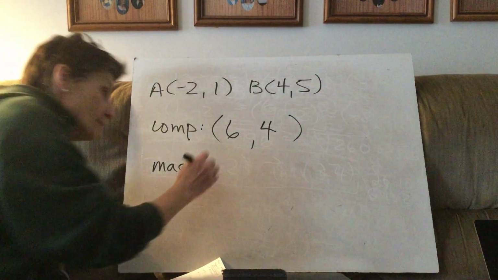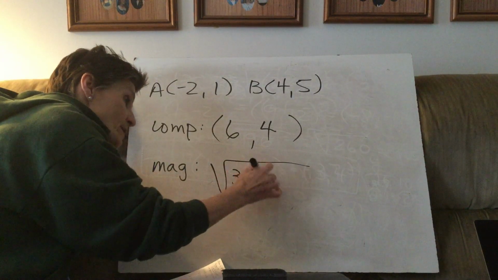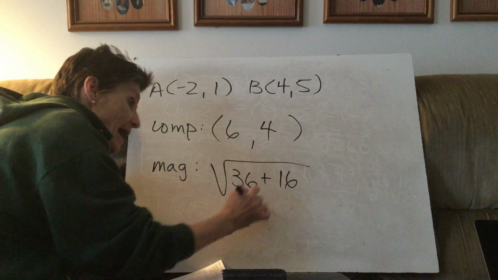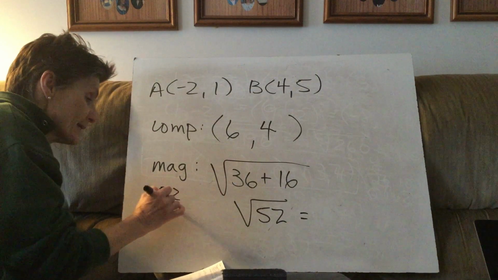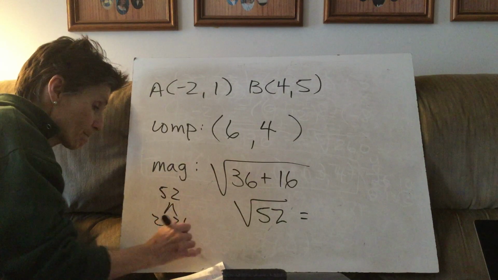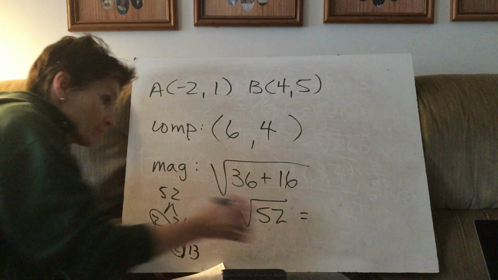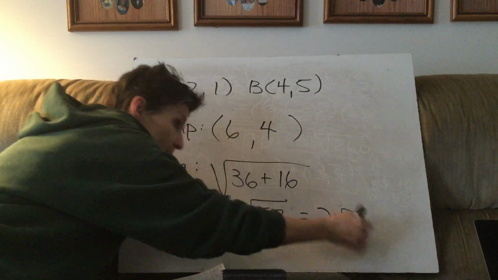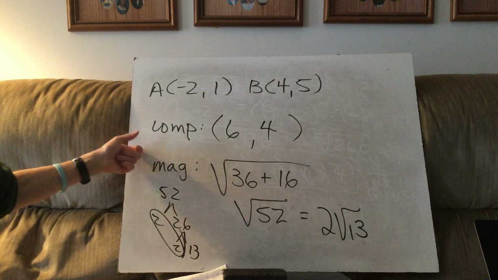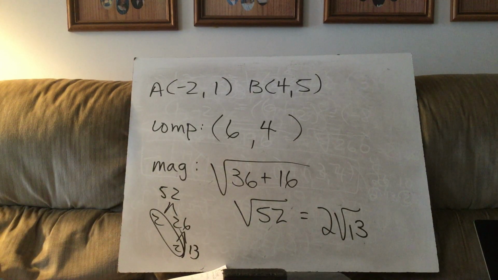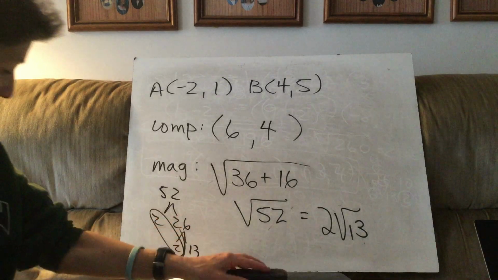Now magnitude, the first one, square the second one, add them together, take the square root, and then simplify if possible. So that's 2 root 13 for the magnitude. Kids, that's easy. You've done a lot of that. That's easy. Okay.